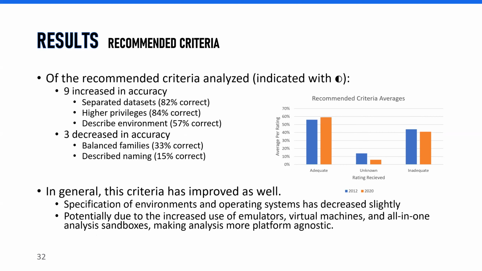For the recommended criteria, this has improved as well. It hasn't improved as much, but it still has improved, and we've made a significant reduction in the number of unknown attributes that I had to assign. So 9 of the 12 I was looking for in accuracy increased here, and that's good. And then 3 of them decreased. So the specification of environments and operating systems decreased.